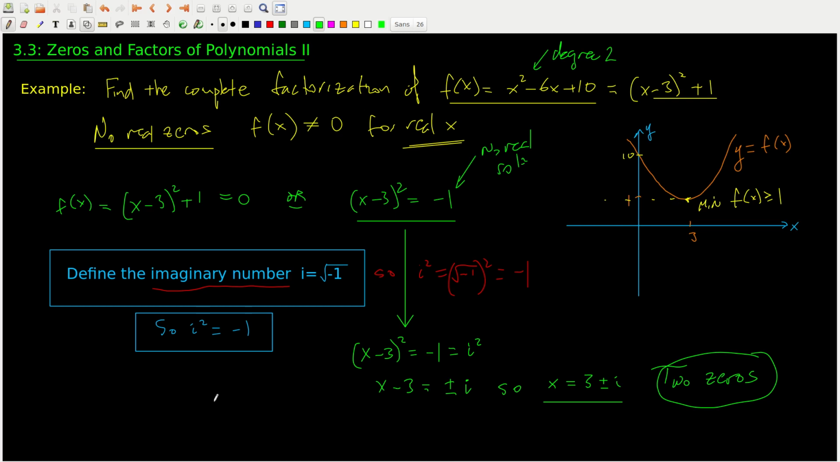That lets us write the complete factorization. And we know the complete factorization just comes from, well, the factors are always of the form x minus c, where c is a zero. And we have 2 zeros. They're 3 plus i and 3 minus i. So there's x minus c1 and x minus c2, if you like. x minus (3 plus i), x minus (3 minus i). This is the complete factorization.